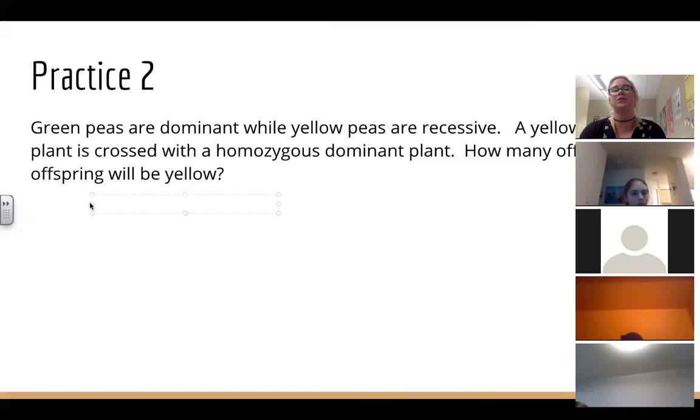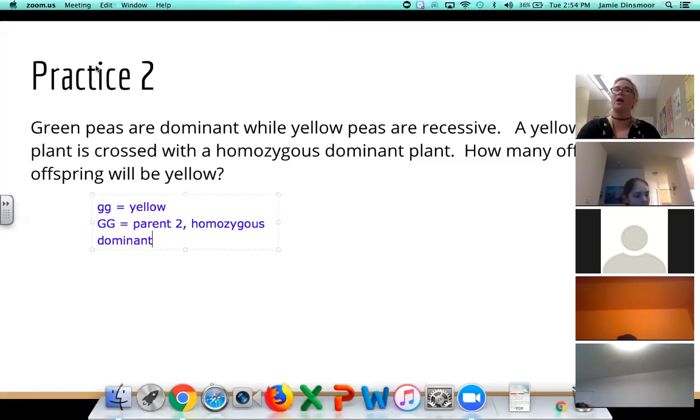Little t's. In this case, though, we're looking at green and yellow, so we want to use a letter appropriate to that. So we're going to use G's because green is dominant, so big G will be dominant. So 2 little g's will be our yellow plant. And then what about our homozygous dominant plant? What would the alleles be for that plant? Big G's is our parent 2, right? Or homozygous dominant.